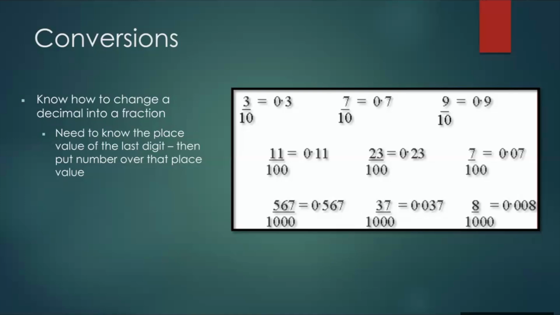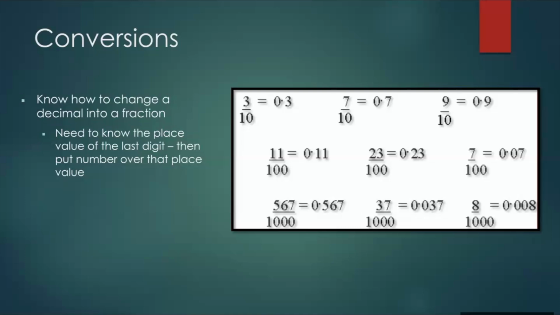Then same thing for the next fraction, right? It started off as 0.037, right? So we put 37 over 1,000 because that 7 is in the thousandths place in the decimal. And same thing for the one to the right of that, 0.008. That 8 is in the 1,000ths place. So we put 8 over 1,000.